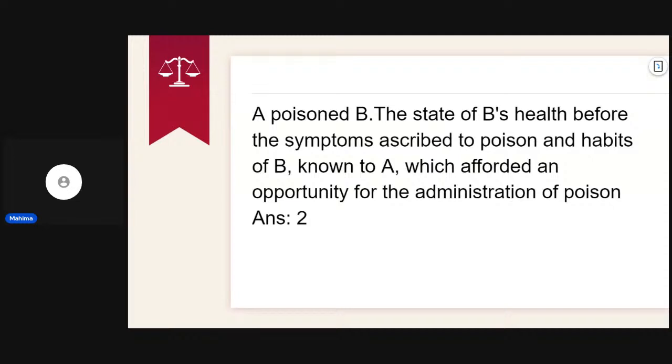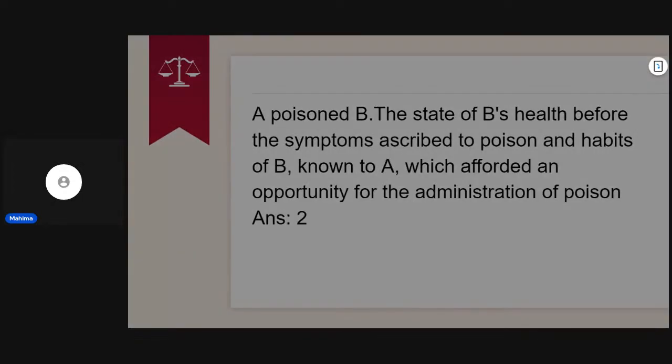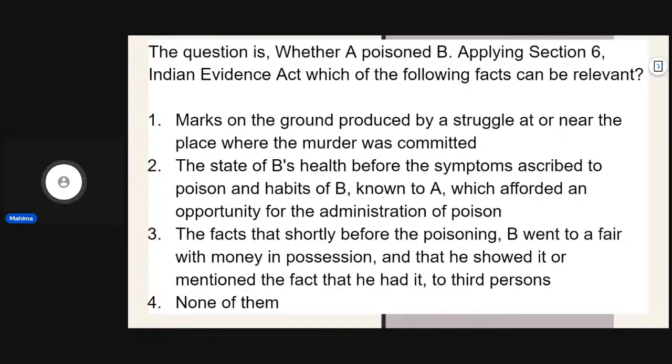It is 2. The state of B's health before the symptoms ascribed to poison and habits, because these are happening under the same transaction, which afforded an opportunity for administration of poison. Because of this line, which afforded an opportunity for the administration of poison, it is relevant under section 6. Option number 1 will be relevant under section 7 as effect. Yes, as effect. Option number 3 will be relevant as preparation, motive, and conduct, I think section 8. Okay. So that is where you guys get confused. So, yes, option number 2 is the relevant answer here, not 4.